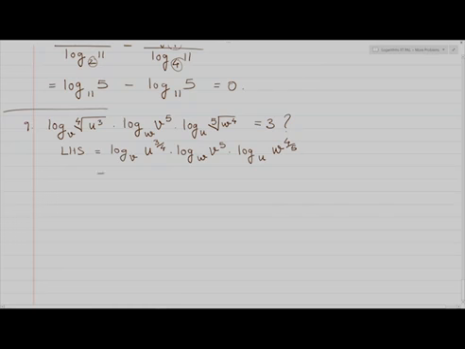So if I use power law separately for each of the log terms, what will this yield? 3 by 4 into 5 into 4 by 5. All these are coefficients now for the log, into log of u to the base v, into log of v to the base w into log of w to the base u.